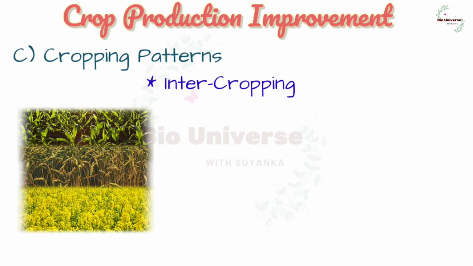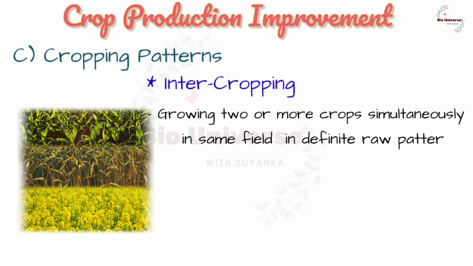Intercropping is growing two or more crops simultaneously in the same field in a definite row pattern. For example, soybean plus maize or finger millet plus cowpea. There is no competition between these crops. Nutritional utilization is optimum. Pests and disease do not spread to all the plants of even the same crop because of intervening rows of other crops. As a result, both of the crops give better returns.